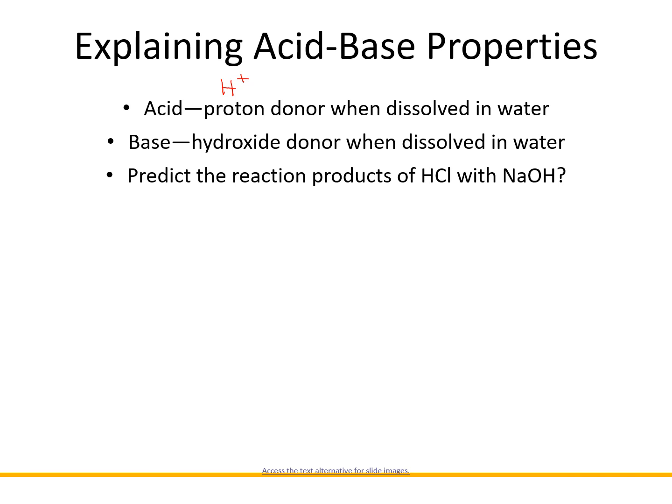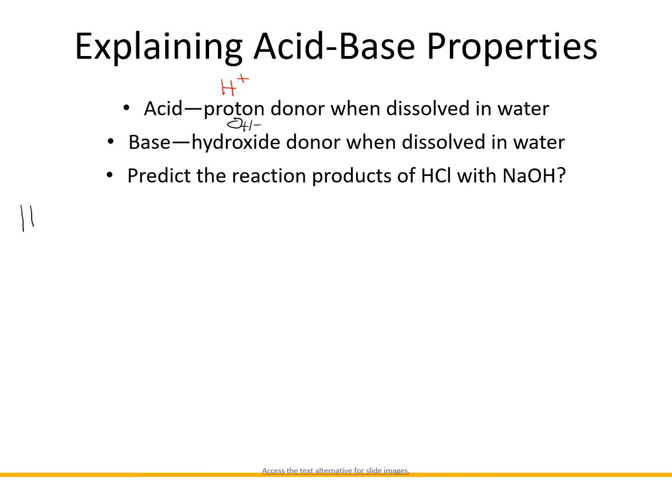For bases, you're going to donate hydroxides when dissolved in water. Okay? So not only do acids react with water and bases react with water when you dissolve them in it, they also react with each other, and this is kind of cool. So let's predict, like a scientist would, the reaction products of HCl with NaOH, okay?